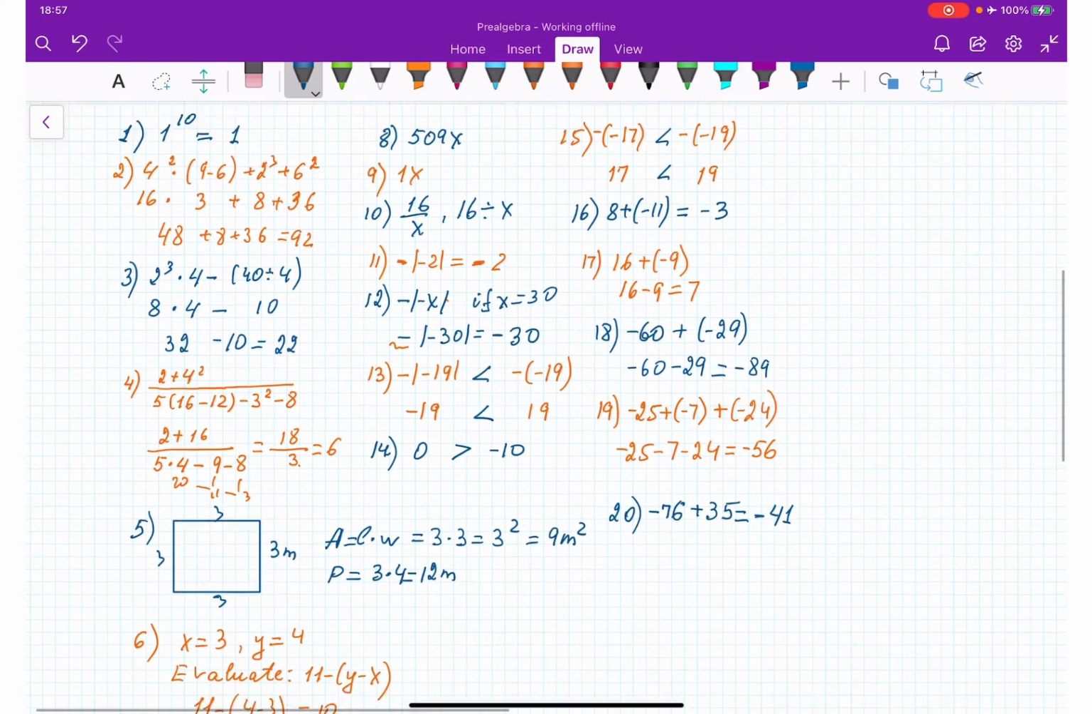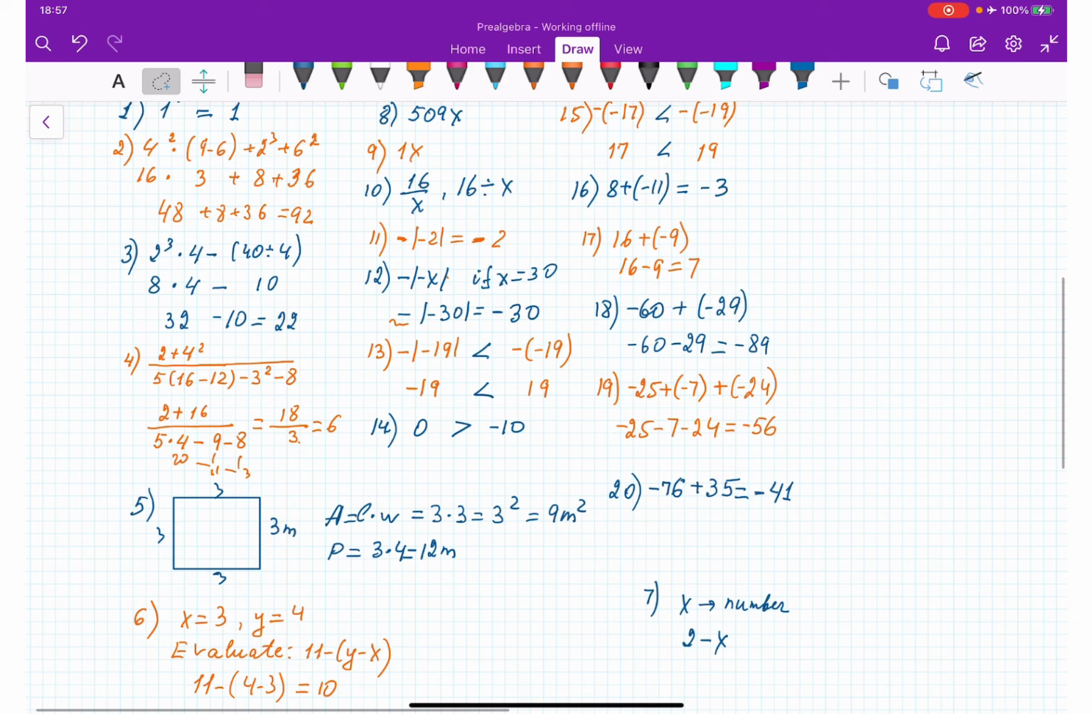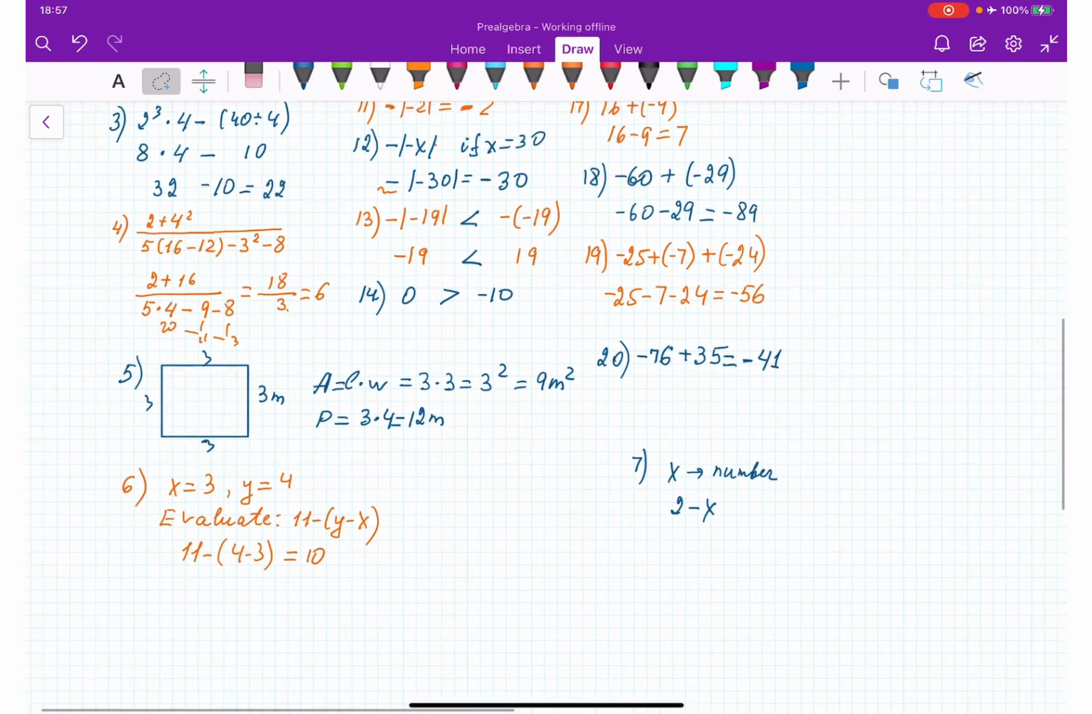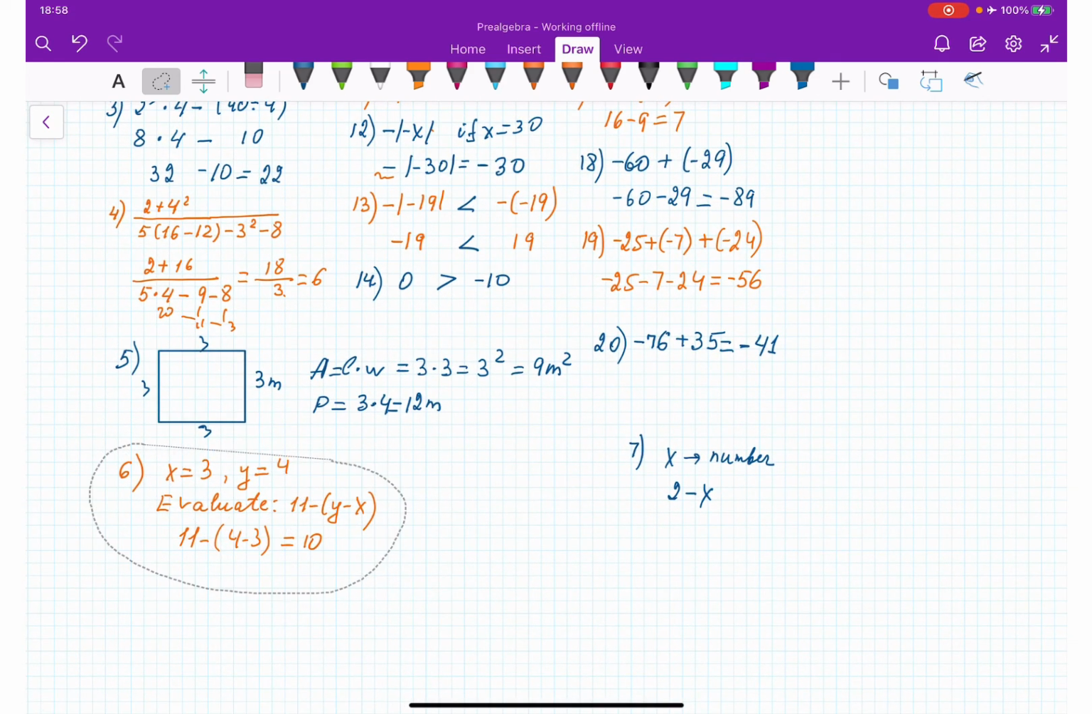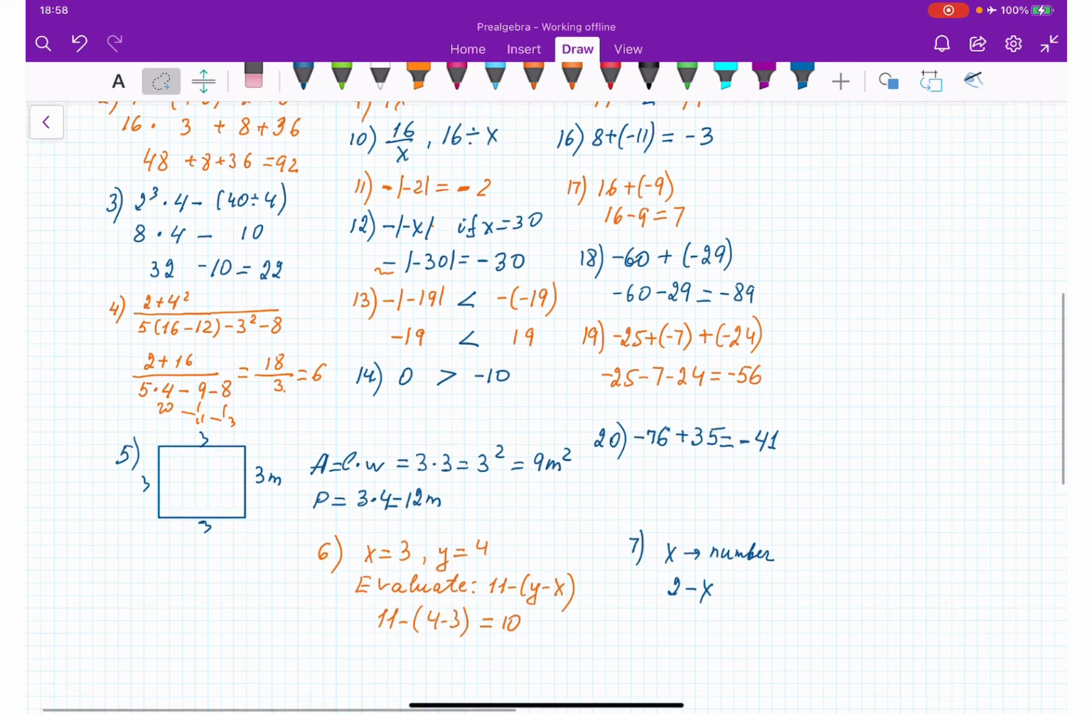Okay, this is number 7. Let me do this. Number 7, I will move here, so it will be seen better. And 6 also I will transfer here. Okay. We are done.